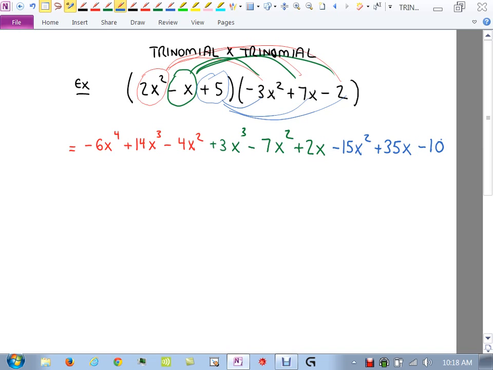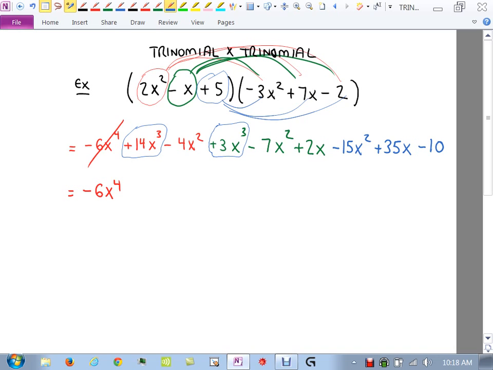Okay, we have x's and we have a couple x squares. We have a lot of like terms, don't we? So let's start with the negative 6x to the fourth. Are there any other x to the fourths? Okay, so I've done that one, right? Now let me look at x cubes. I have x cubed here, x cubed here. That's the only ones I have, right?